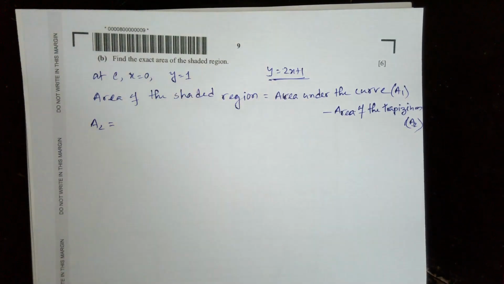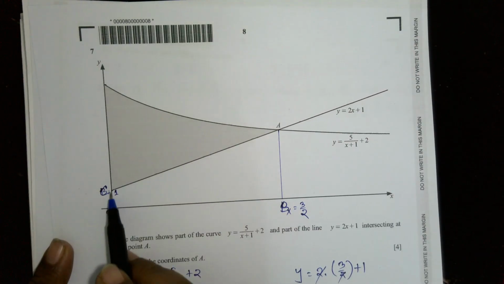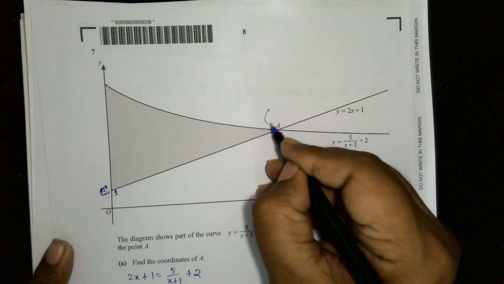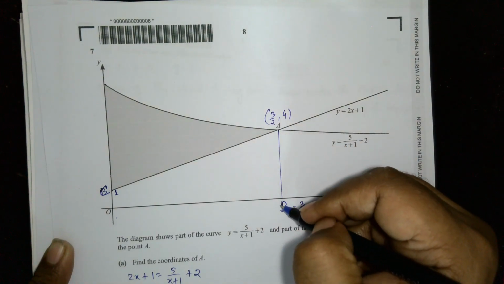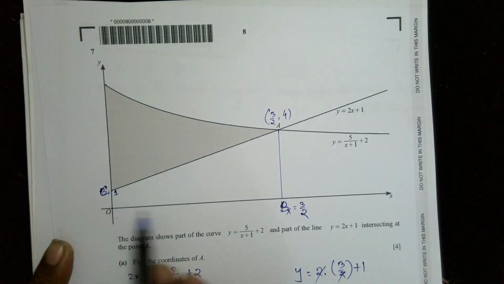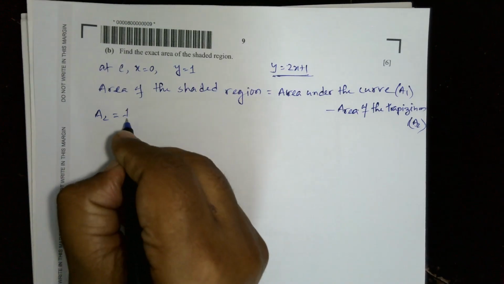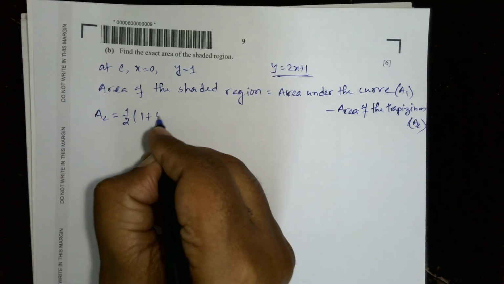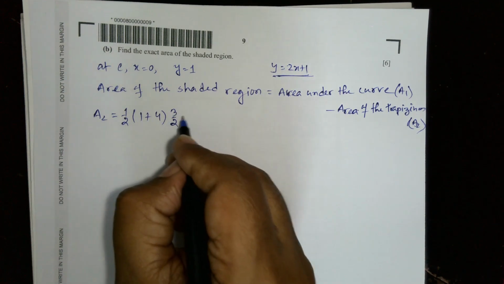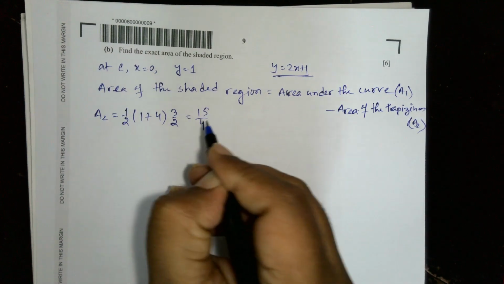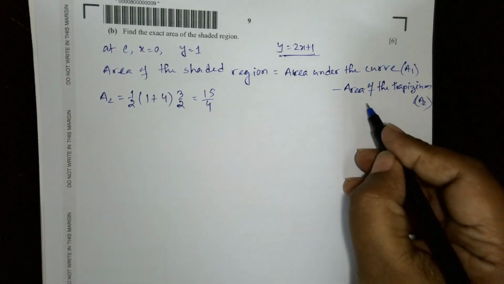A2: if you look at the picture, here we found this is 1, right? So here the length is 1. Here the y coordinate of A is 3 over 2 times 4, therefore this length is 4. And OB is 3 over 2. So the trapezium area is half times (1 plus 4) times 3 over 2, which is 5 times 3, 15, 15 divided by 4. Yes, sir, we found A2.